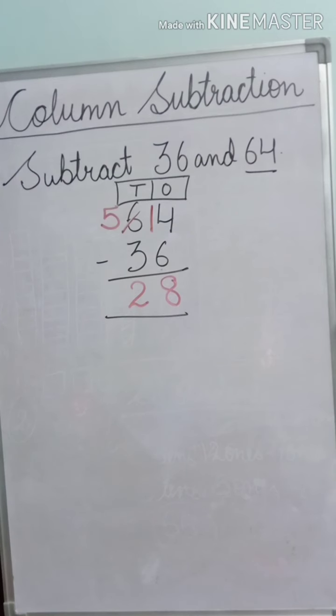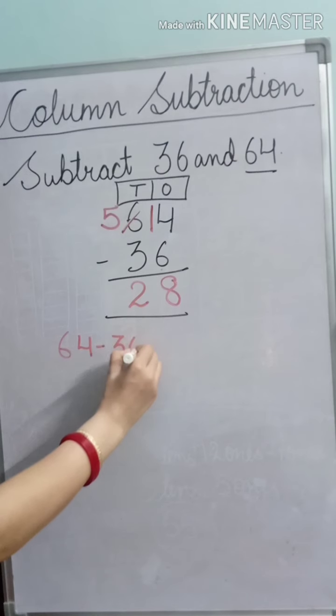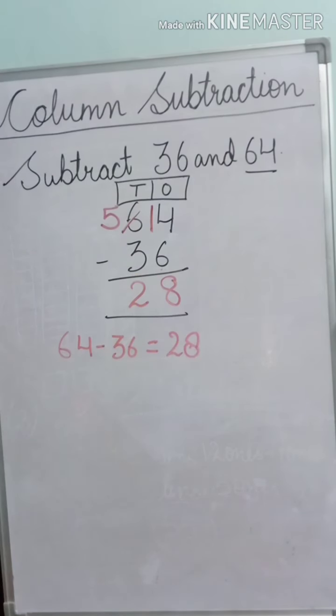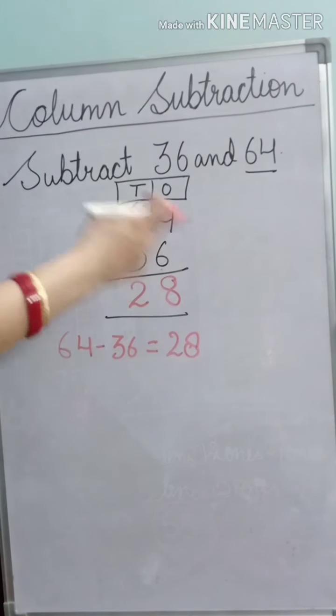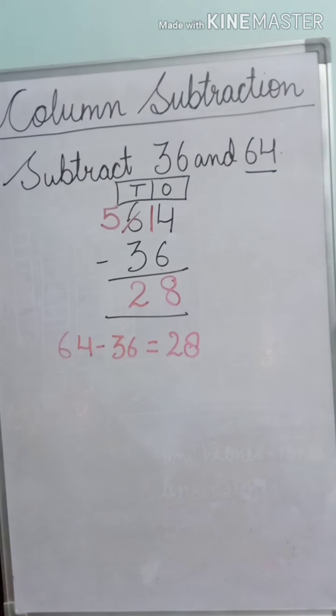So here again, 64 minus 36 will give us 28. I hope you understood this. Here we again decomposed the numbers. First we arranged them in a column and then we subtracted.